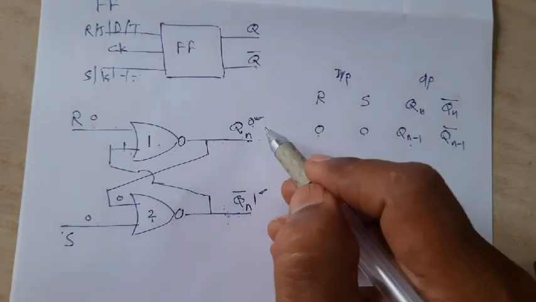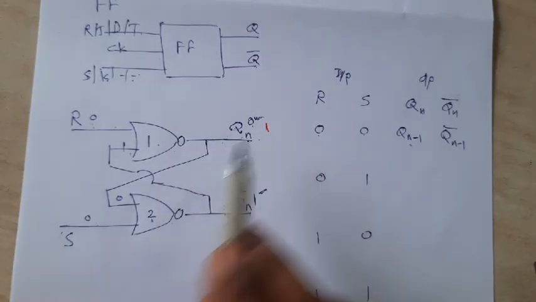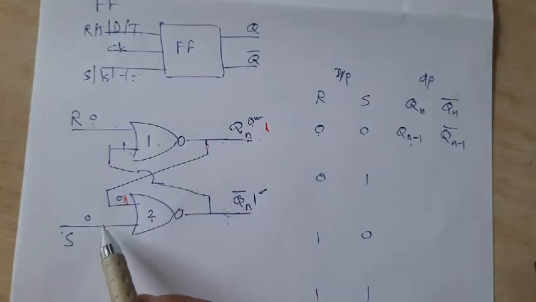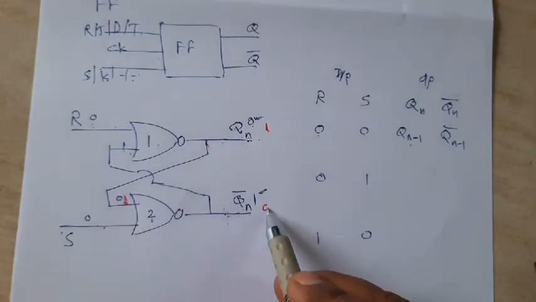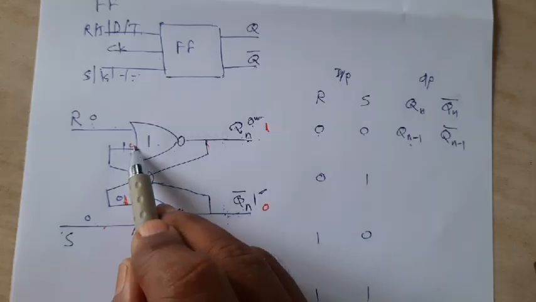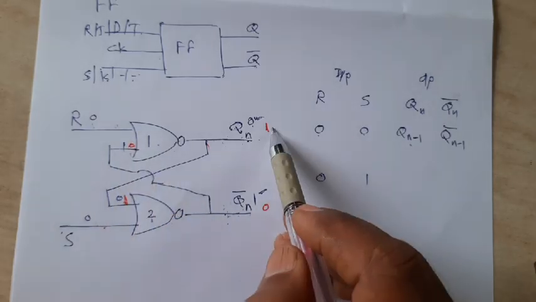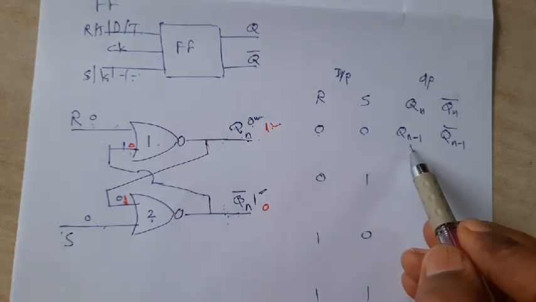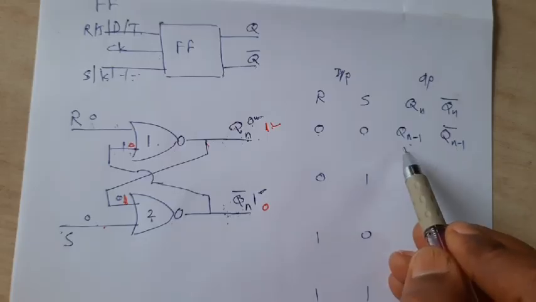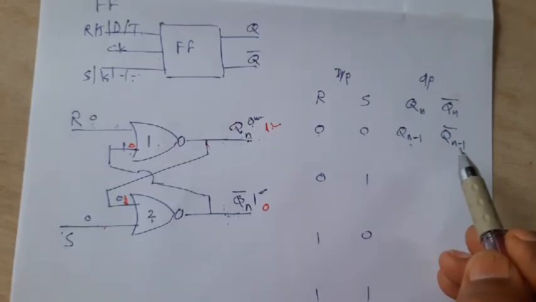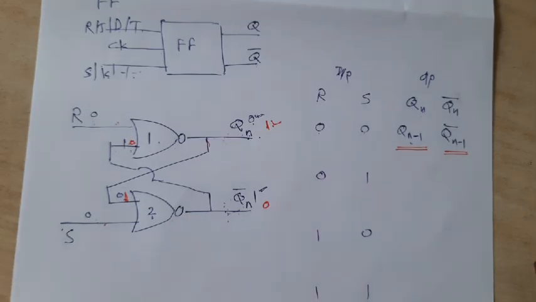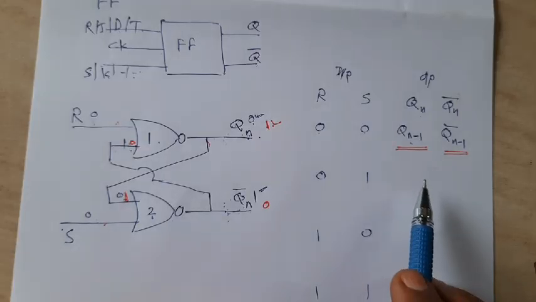But suppose previously it is 1, that means Qn minus 1 is 1. You will observe that here it is 1, 0, 1, it remains 0. This 0 acts as input, and if it is 0, 0, it remains 1. Therefore, it remains as it is. And so, I cannot write definitely it is 0 or definitely it is 1. It remains as it is, and this is represented by Qn minus 1 and Qn minus 1 bar. Correct? You will have to understand this precisely, a bit carefully.